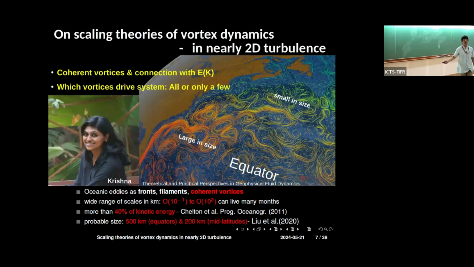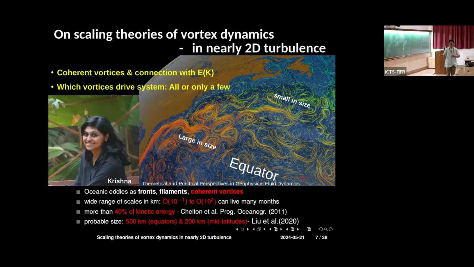This entire work was done by Krishna, a PhD scholar I work with, and she asked two important questions for this quasi-geostrophic turbulence. How do these coherent vortices develop? And what is the connection with energy spectra? And which vortices out of all these drive the entire system? Do I need all of them, or can I chuck out some of them and still have the spectra remain the same?